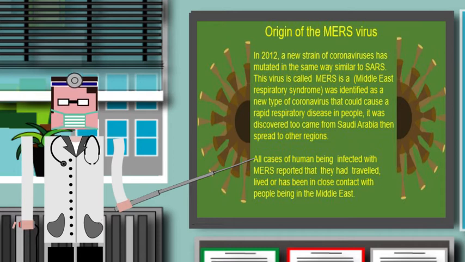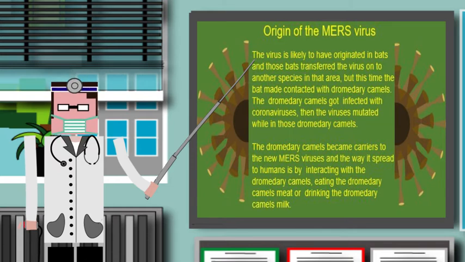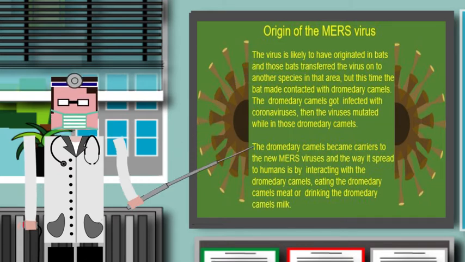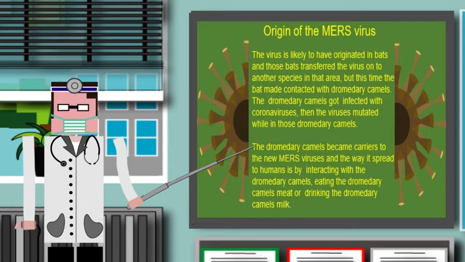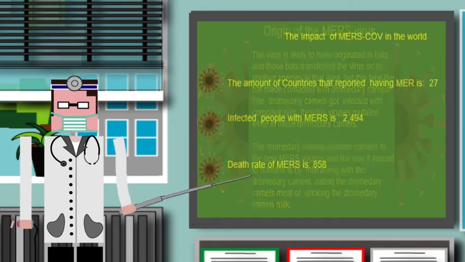All cases of human beings infected with MERS reported that they had traveled, lived or been in close contact with people in the Middle East. The virus likely originated in bats, and those bats transferred the virus onto another species in that area, but this time the bats made contact with dromedary camels. The dromedary camels got infected with coronaviruses, then the viruses mutated in those camels. The camels became carriers of the new MERS virus, and it spread to humans by interacting with the camels, eating the dromedary camel's meat or drinking the camel's milk.